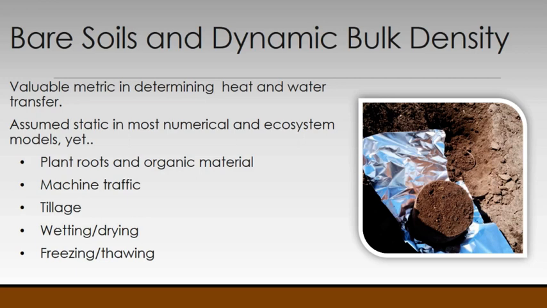But we understand that not to be true, as plant roots, machine traffic, and cropping system management such as tillage and different forms of tillage, and also natural processes such as rainfall events through wetting and drying, and freezing and thawing, can change bulk density, making it more dynamic rather than static.